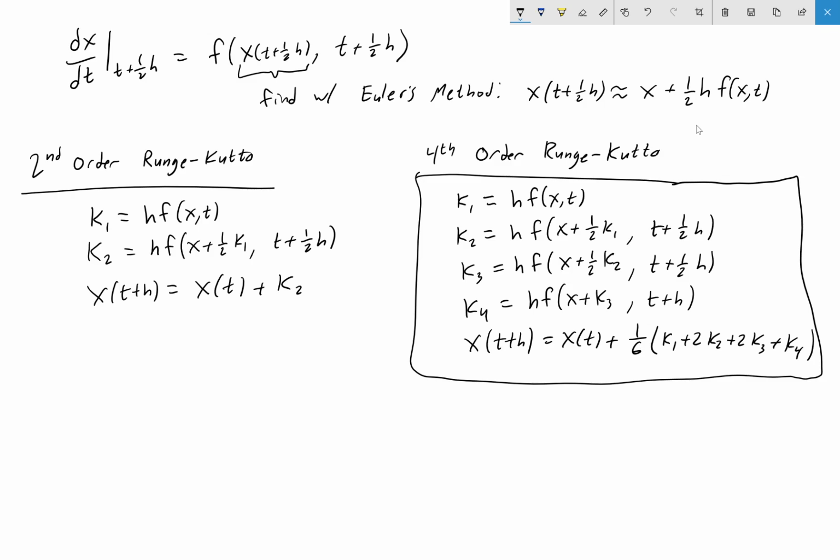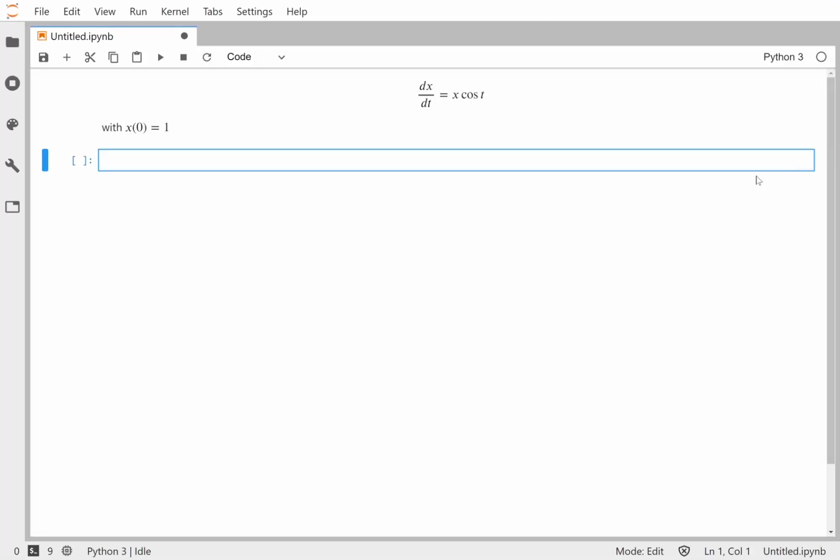And it's accurate. It's super accurate. So you'll see that when we try it out. Something that was just kind of okay with Euler's method looks beautiful when we try it with Runge Kutta. So here we are back in the notebook. I want to try an example problem. We're going to do the same example that you did with Euler's method.